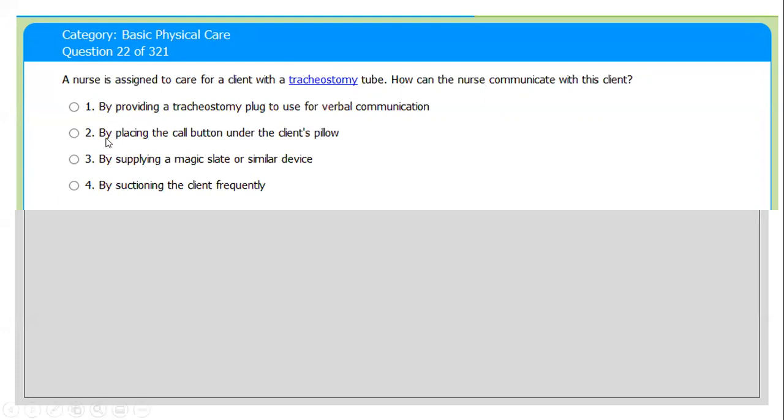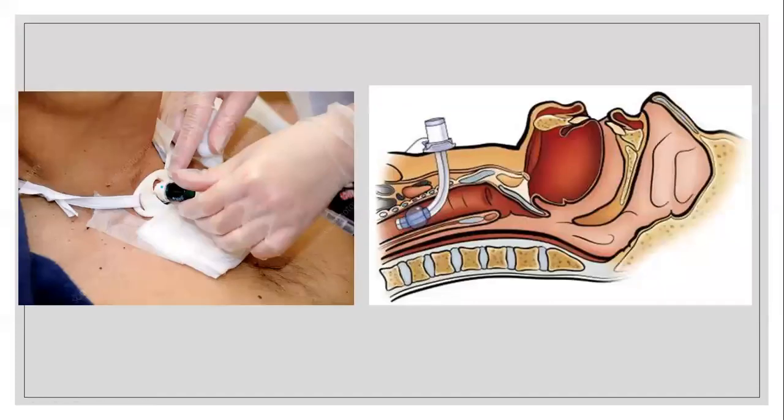Number 2, by placing the call button under the client's pillow. Number 3, by supplying a magic slate or similar device. Number 4, by suctioning the client frequently. Definitely we do not do this because of the chance of oxygen deprivation.